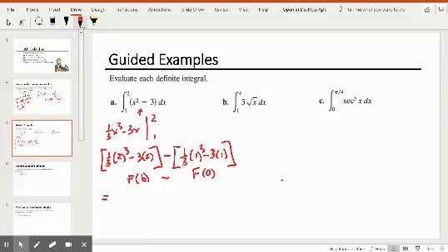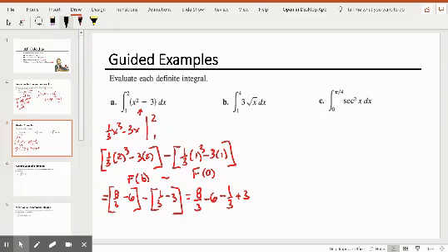So now we can simplify. 2 cubed is 8, so we have 8/3 minus 6, and then we subtract 1/3 minus 3. This gives us 8/3 minus 6 minus 1/3 plus 3. And we got that by distributing this minus through here. Now we have 8/3 minus 1/3 is 7/3, and -6 plus 3 is -3, but we want to rewrite that 3 in terms of thirds, so let's make that minus 9/3. 7 minus 9 is -2/3. That's our answer.